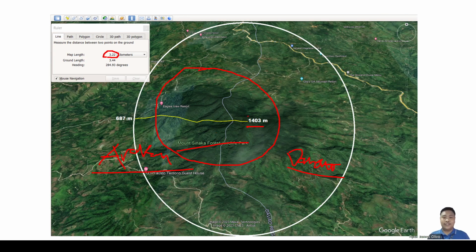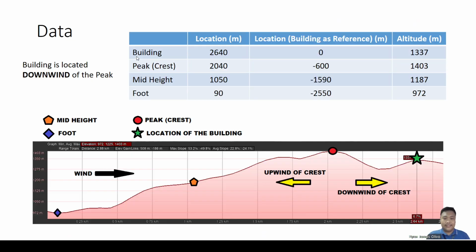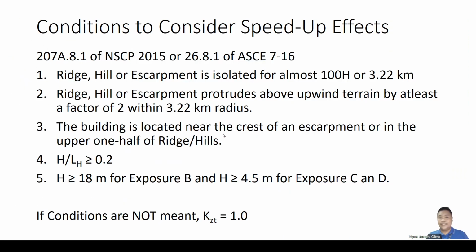So let's try if H over LH is greater than 0.2. We can see that in an example. We construct it here, near here. Our building is constructed here. So I think it also satisfies number 3. What is number 3? I forgot number 3. The building is located near the crest of an escarpment. So let's try if this is considered. But if it is not considered, then consider your topographic factor, or KZT, as 1.0. But for the purpose of this lecture, so that you may know when to apply these provisions.